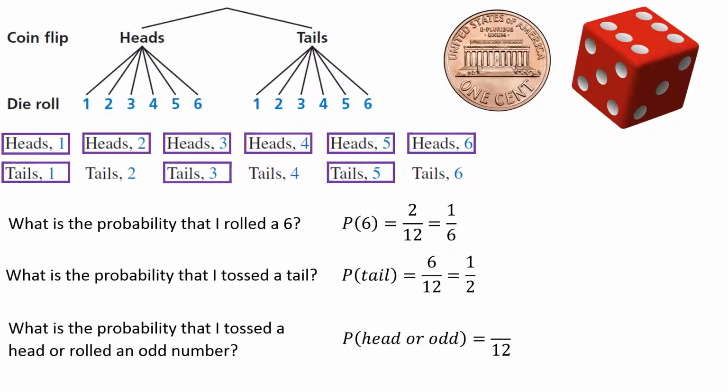But I can't count some of these events twice, right? If it's a heads with a 1, I only want to count that once, not twice. Or heads with a 3, only count that thing once. Heads with a 5, count that just once.